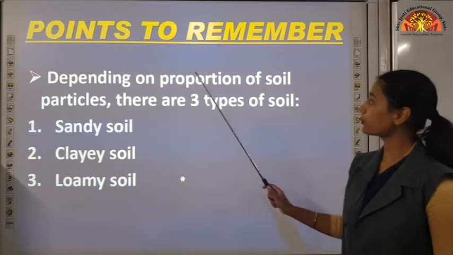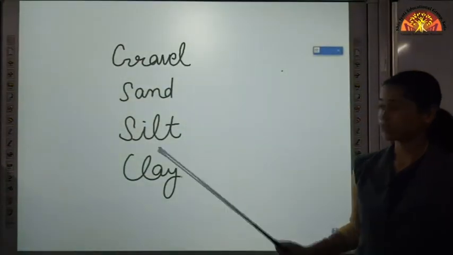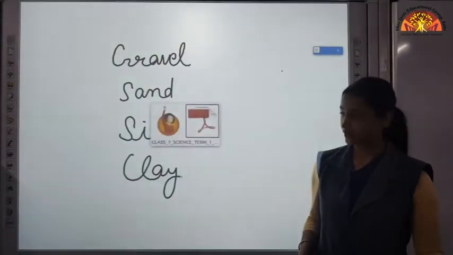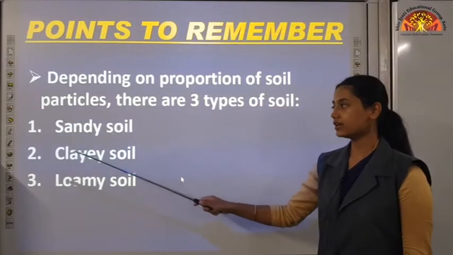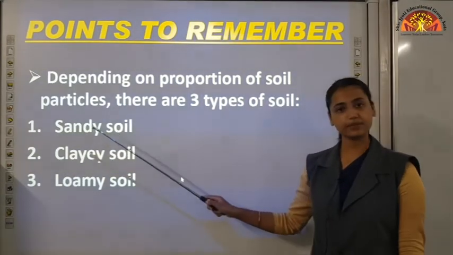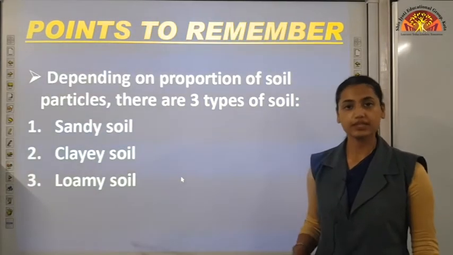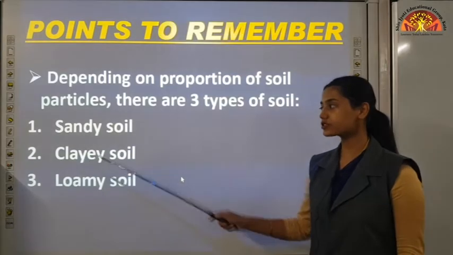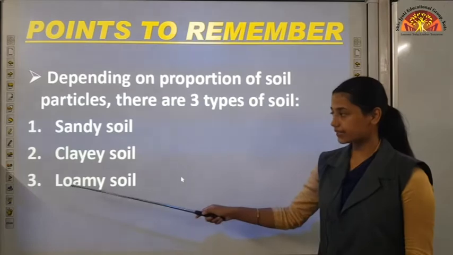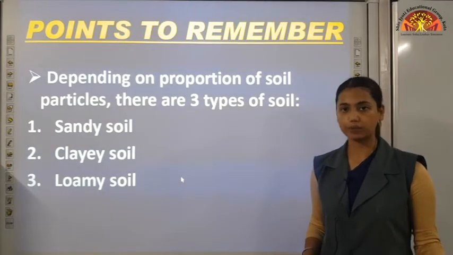So, depending on proportion of soil particles, which soil particles? These. We have categorized soil into three types, and those types are sandy soil, clay soil and loamy soil. In sandy soil, as the name suggests, the proportion of which particle is more? Sand particles. In clay soil, proportion of clay particles are more, and in case of loamy soil, there is equal proportion of all particles.